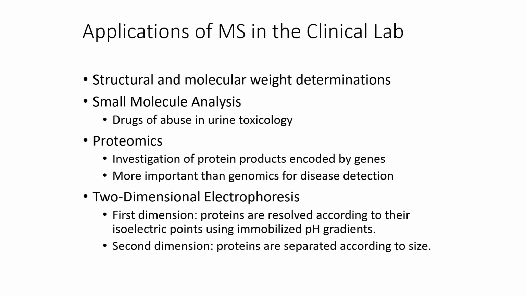If the genes are present, it doesn't mean that it's going to cause a disease or that whatever that gene is associated with is actually going to produce that protein. So it's more important to look at what proteins are actually present. So proteomics is the investigation of protein products that are encoded by the genes. And as I mentioned, it's more important than genomics for disease detection.